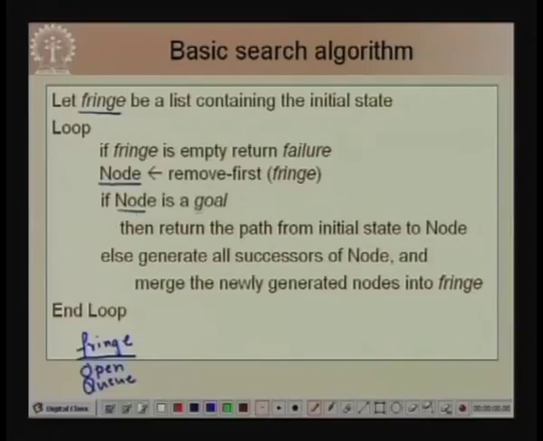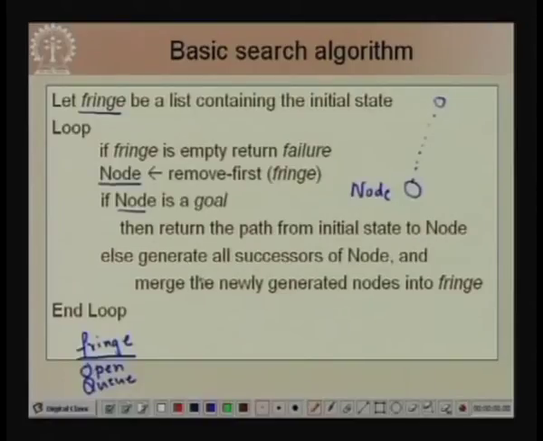If node is a goal, here the goal test is applied. If node is a goal, then the algorithm returns the path from initial state to node. Starting from initial state, when the algorithm expands node, finds that node is a goal, the algorithm needs to return the path to come from the initial state to the goal.